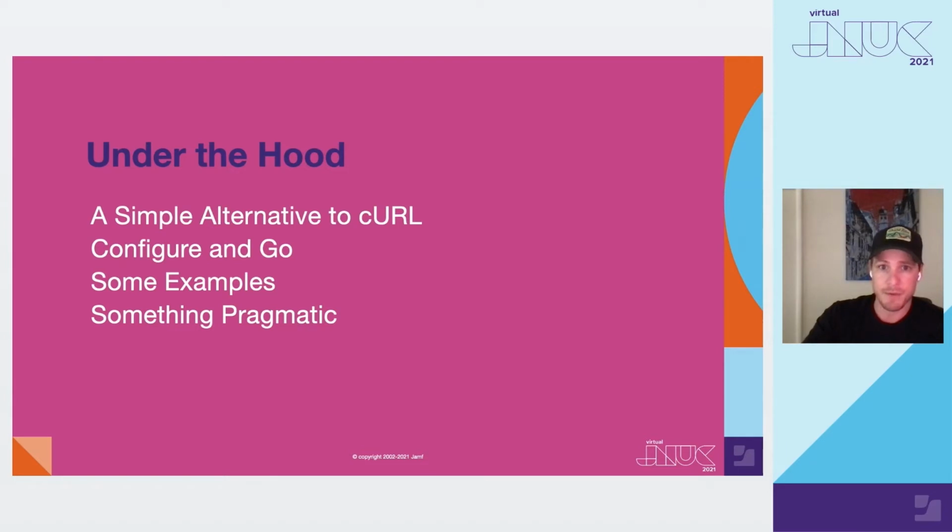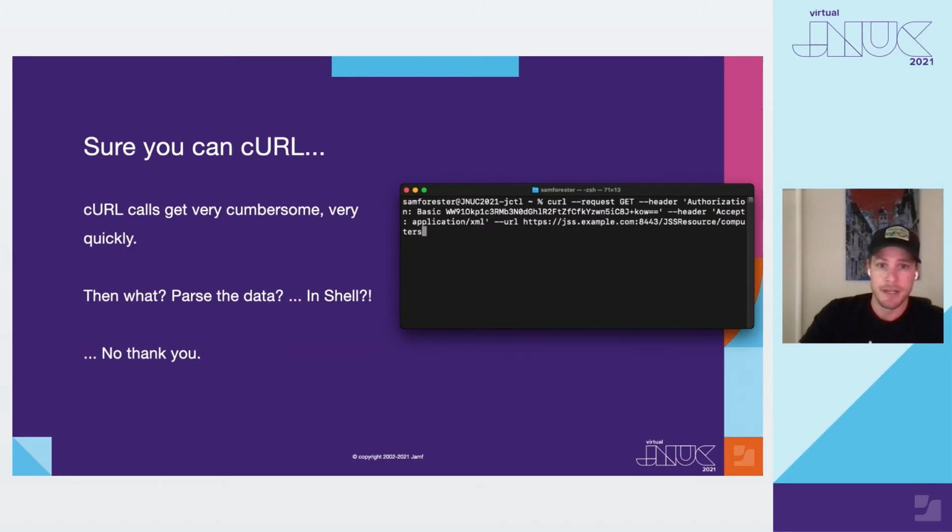So under the hood, really, we have all been there. I just wanted to provide a better alternative to curl. I want to show you a few of the configuration bits that go into python-jamf, as well as some examples, and then end on something a little bit more pragmatic that maybe you could even take python-jamf and do in your own environment. So, like I said, curl, you beautiful monstrosity. We've all been there, but the calls can get incredibly cumbersome very quickly.